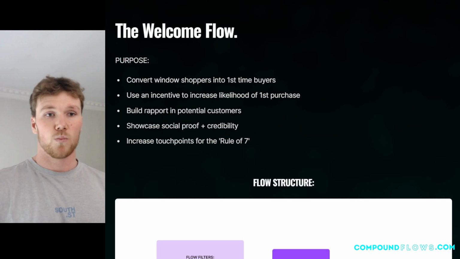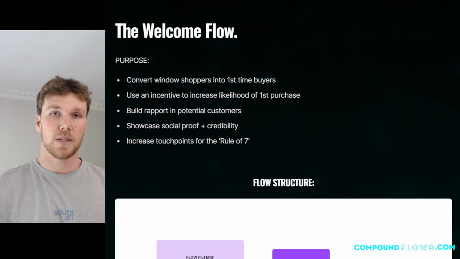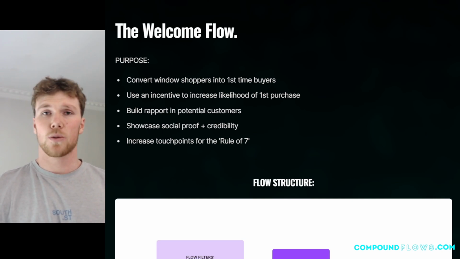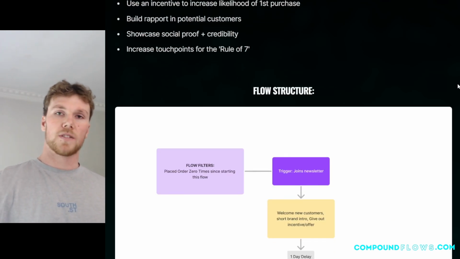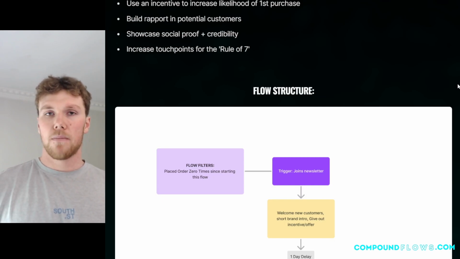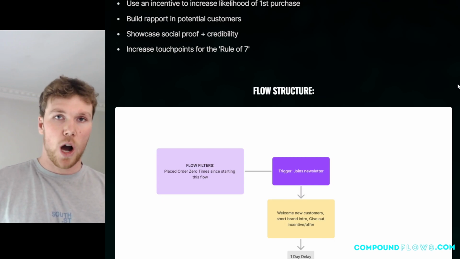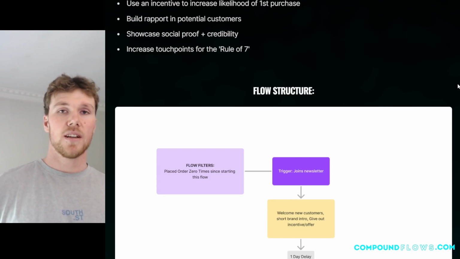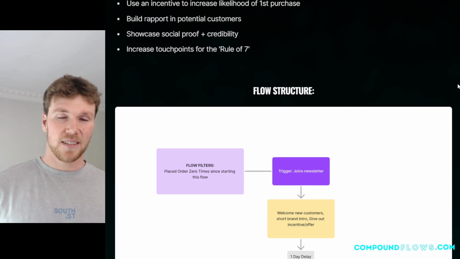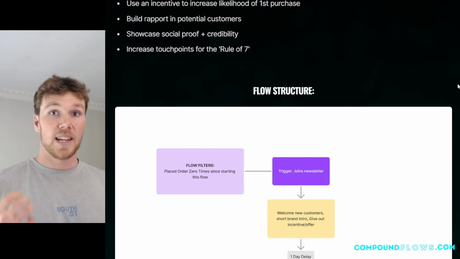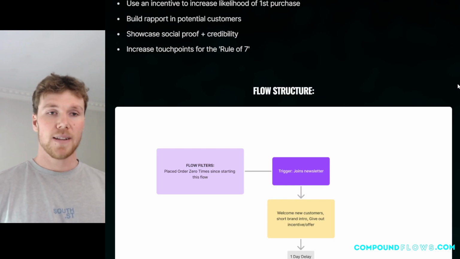purchase. What you want to do here is really build up some rapport in potential customers, showcase a lot of social proof, build credibility, and of course, increase touch points for the rule of 7. So if you're not familiar, typically on average, there's a theory that people need to see your brand at least 7 times before coming to a purchasing decision. And this welcome flow is a super cheap way, or at least compared to retargeting ads, to actually get your brand in those potential customers' face, people who are just on the fence about buying from you. This is a really good flow to set up.